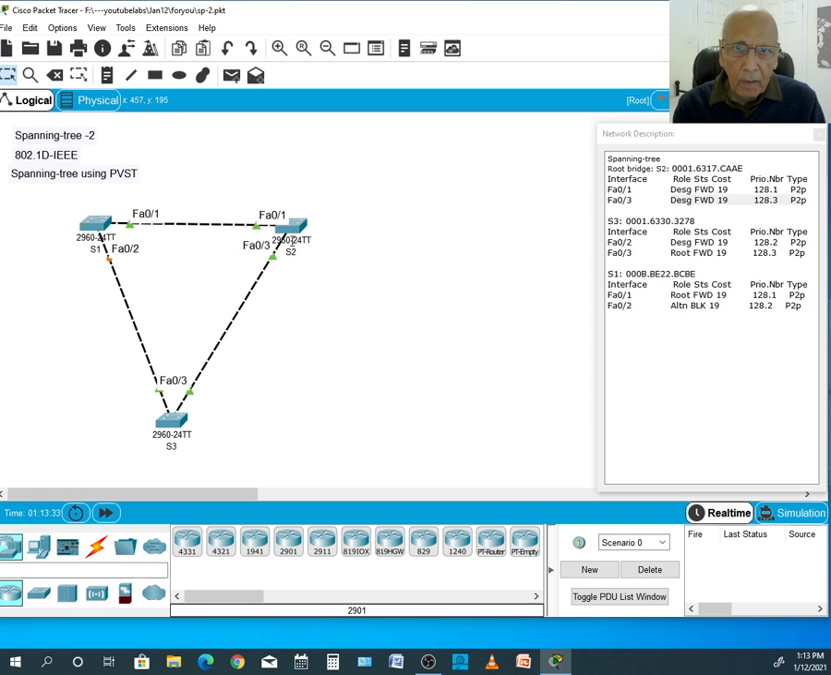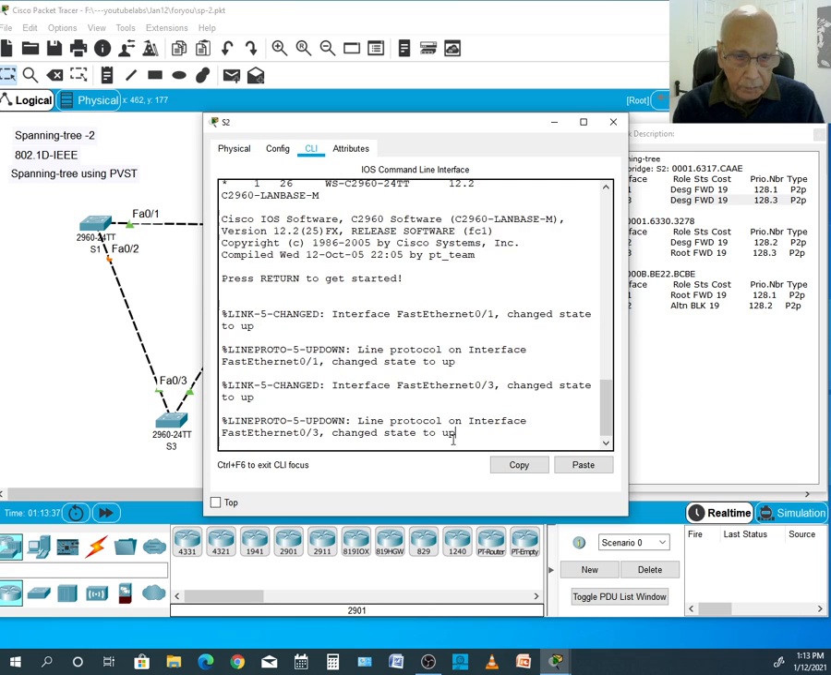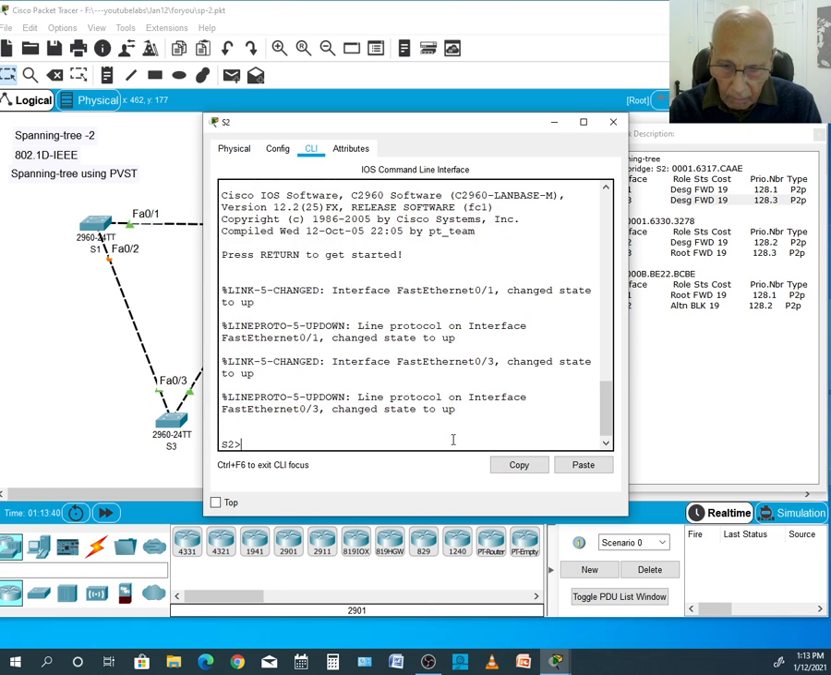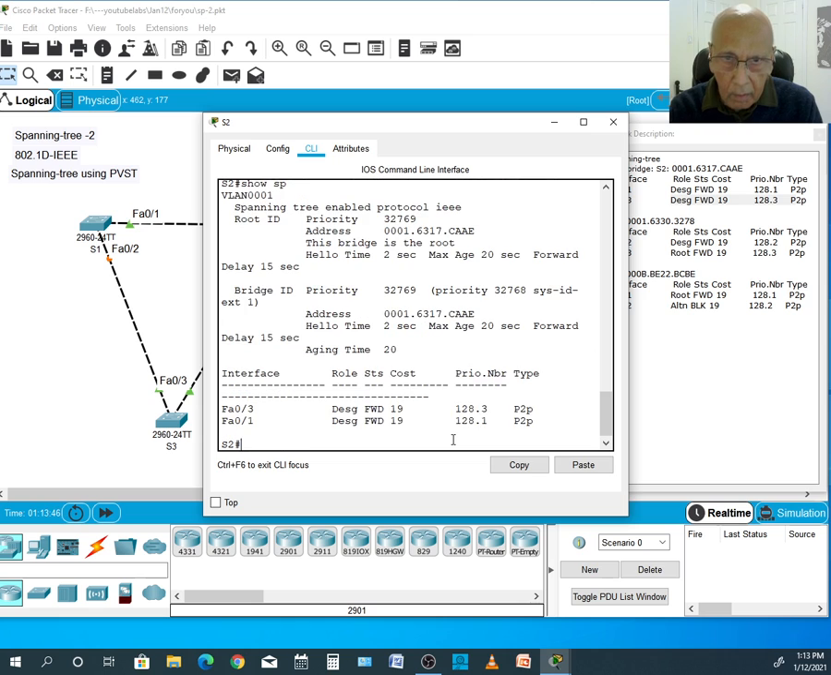When you open switch 2 and run the same command, show spanning tree. If you look at the top, spanning tree enabled protocol is IEEE. That means the same standard, PVST or 802.1D, as I said earlier.